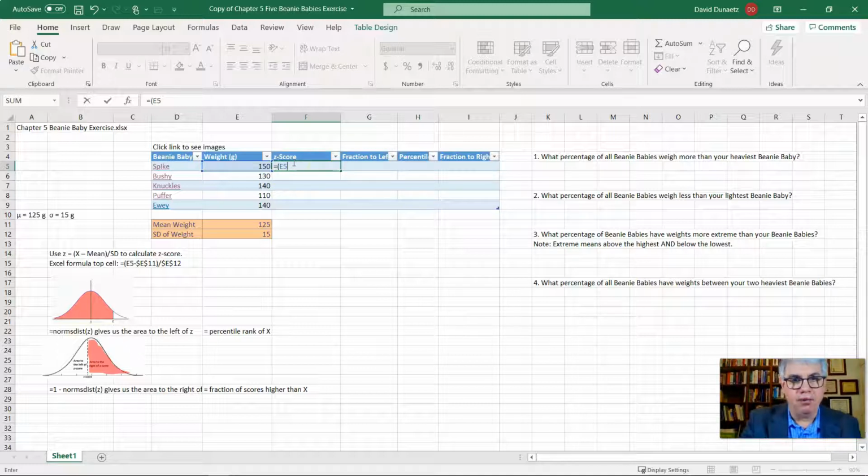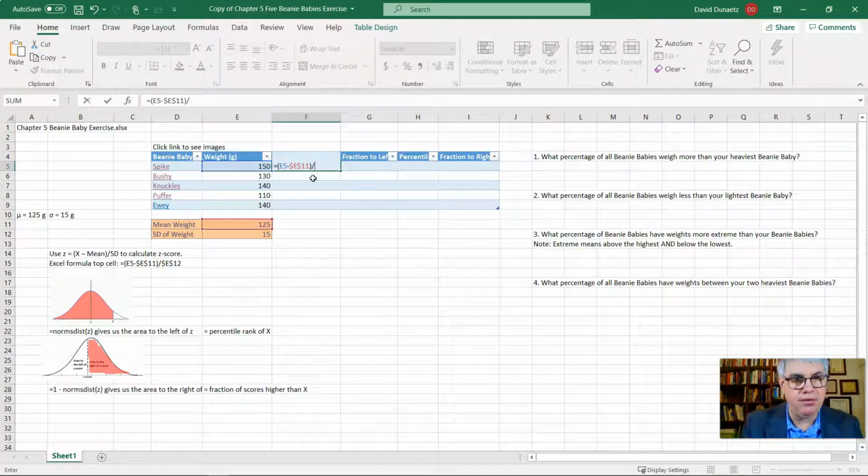And from the raw score, E5, 150 grams, I'm going to subtract the mean score of the population, which is down here, E11. But this one, I don't want to change. It's going to be the absolute score. So I'm going to put $E$11, which means in all of these cells, the address E11 is going to be an absolute address. It's not going to change. It's always going to take 125 there. I'm going to close the parentheses. That'll be the top of the fraction.